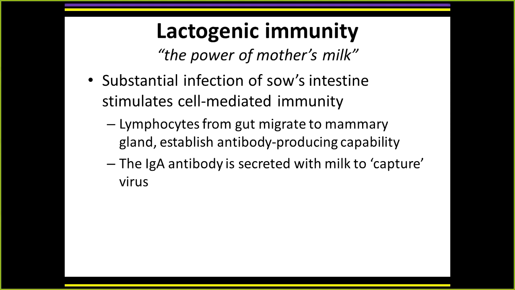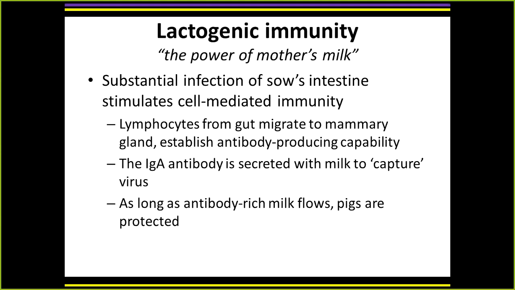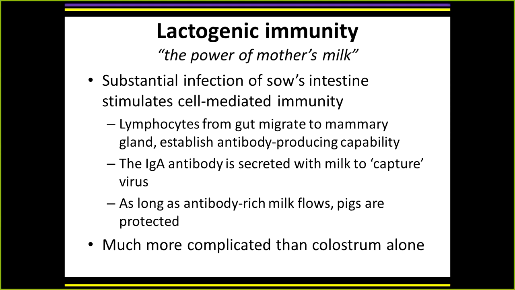IgA is different than colostrum. IgA is secreted all the time through lactation, not just in the first days after the piglets are born. And as long as the antibody-rich milk is flowing, the pigs are going to be protected. So it's a lot more complicated than just colostrum. This is actual lactogenic immunity, and probably is one of the key features about why mammals can continue to survive in the face of an ever-changing microbial population and a microbial challenge.